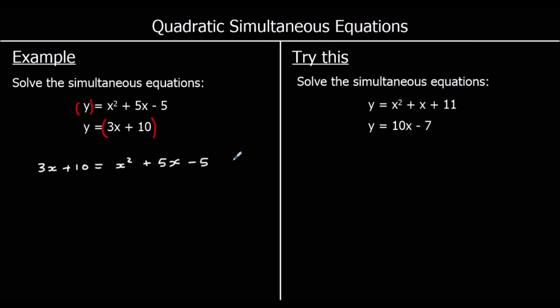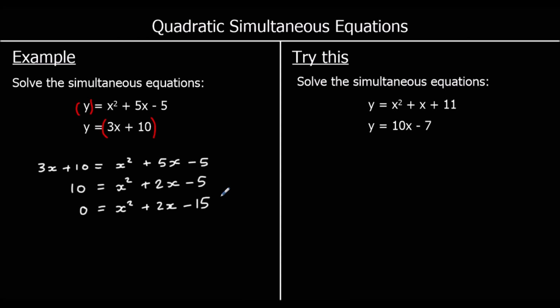So we've got a quadratic, and we solve quadratics by making them equal to 0. So let's take 3x away from both sides, which will give us 2x, and then take 10 away from both sides. So we've got x squared plus 2x minus 15 is equal to 0.